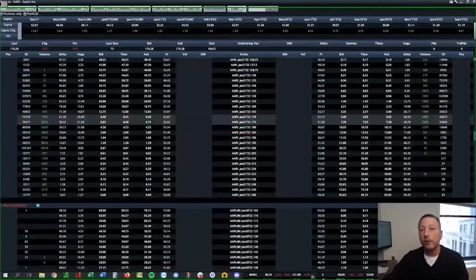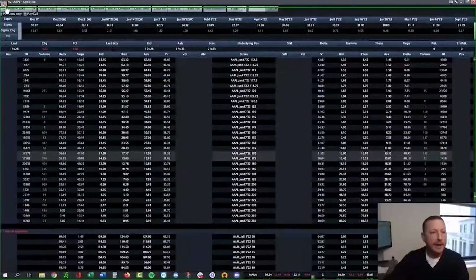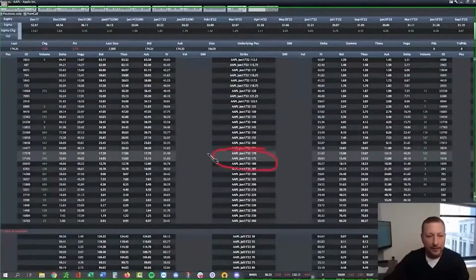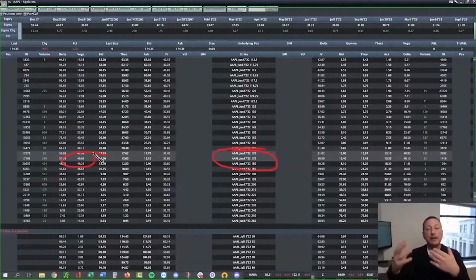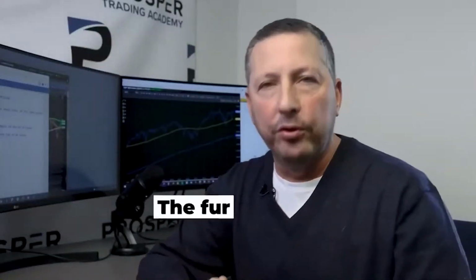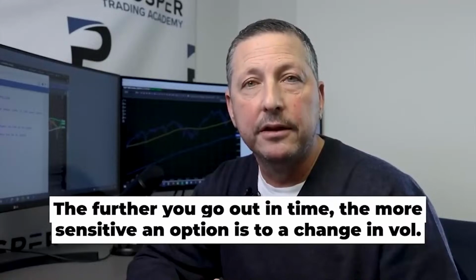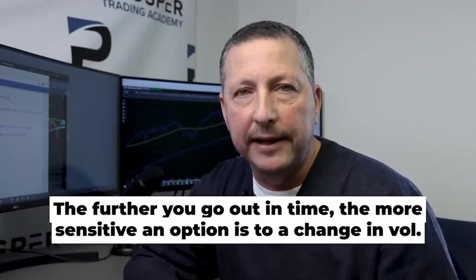And if we go even further out in time, let's look at June options. Okay, same example here. Let's look at the 175. Now that vega is up almost 50 cents. So you can see the further you go out in time, the more sensitive options are to a change in implied volatility. Remember that. The further you go out in time, the more sensitive an option is to a change in volatility.